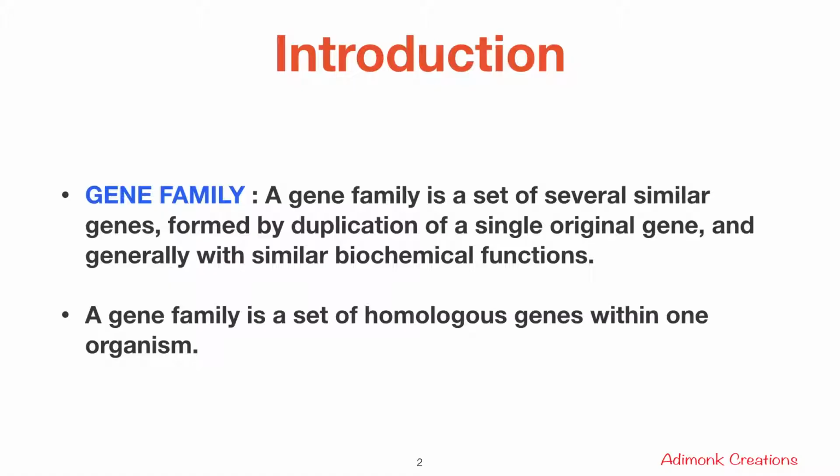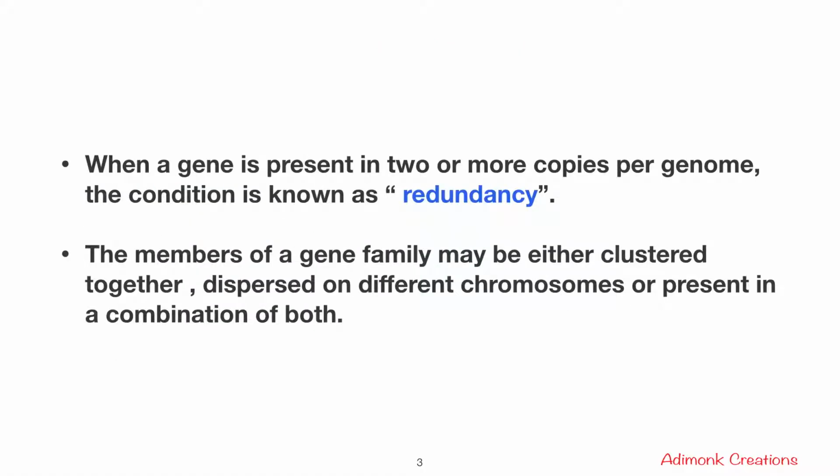A gene family is a set of several similar genes formed by duplication of a single original gene and generally with similar biochemical functions. So, basically, a gene family is a set of homologous genes within a single organism. When a gene is present in two or more copies per genome, the condition is known as redundancy. The members of a gene family may be either clustered together, dispersed on different chromosomes, or present in a combination of both.